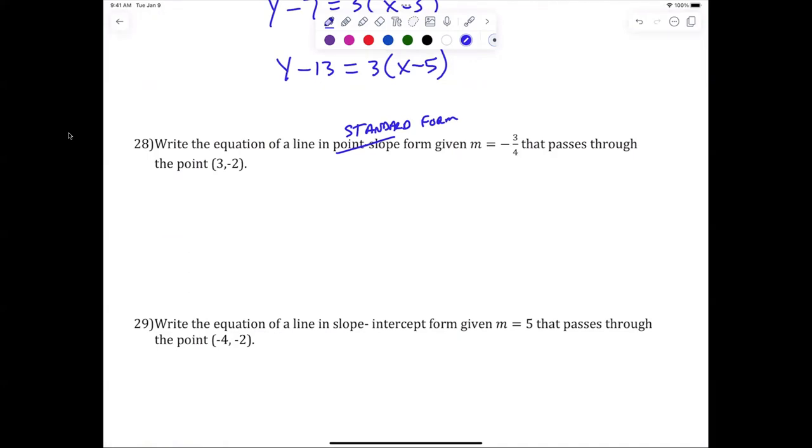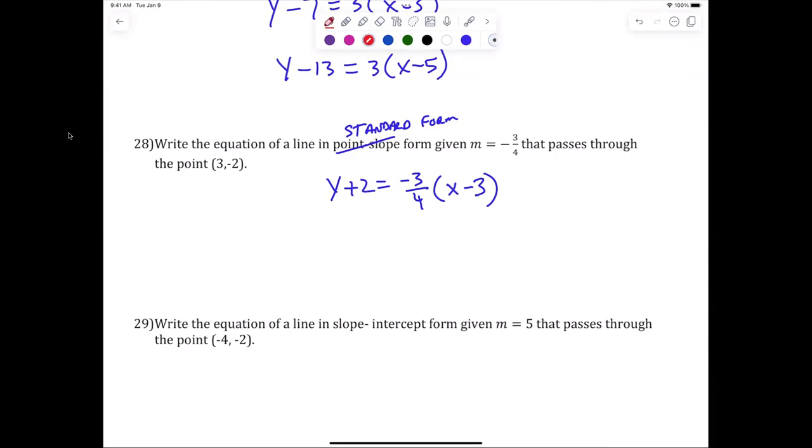Plus 2 equals -3 or x minus 3. Okay, there we have it. All right, that's in point slope. Now I need to convert it to standard form. Am I allowed to have a fraction in standard form? No.